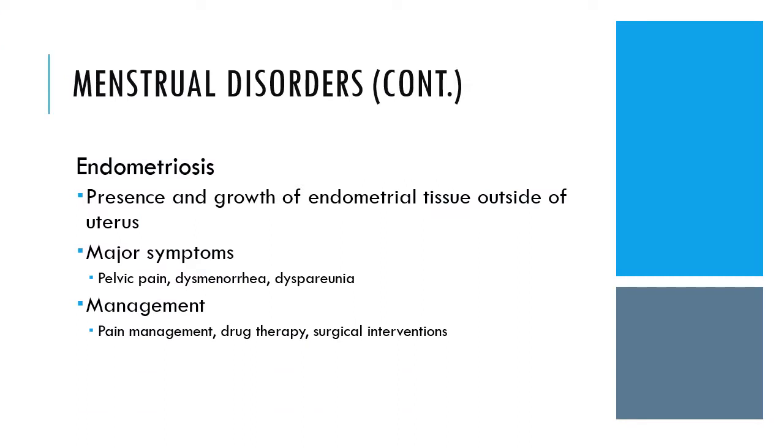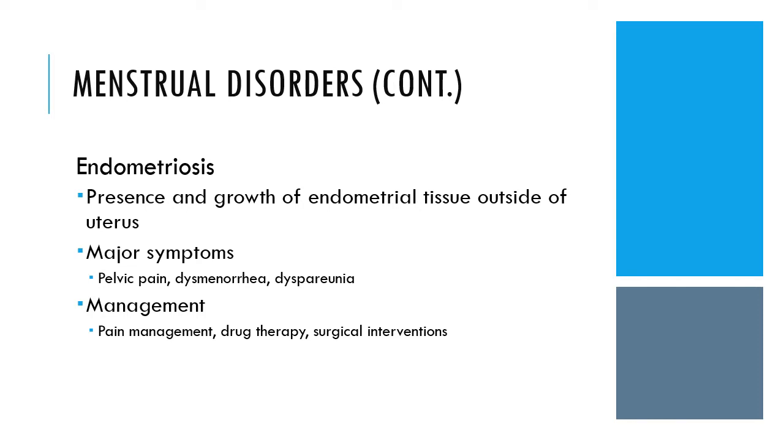Endometriosis is going to be the presence and growth of endometrial tissue outside of the uterus. This can include tissue that implants on ovaries, the rectovaginal septum, the pelvic peritoneum, the cervix, so anywhere that's outside of that uterus. Some major symptoms that we'll see will be pelvic pain, dysmenorrhea, and dyspareunia, which is pain with sex.